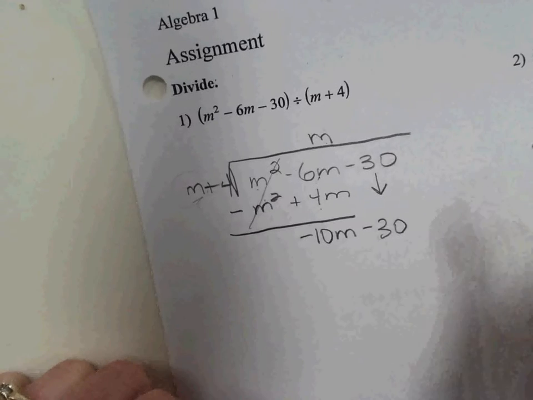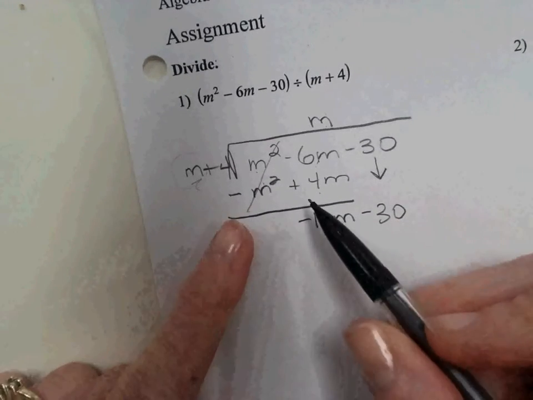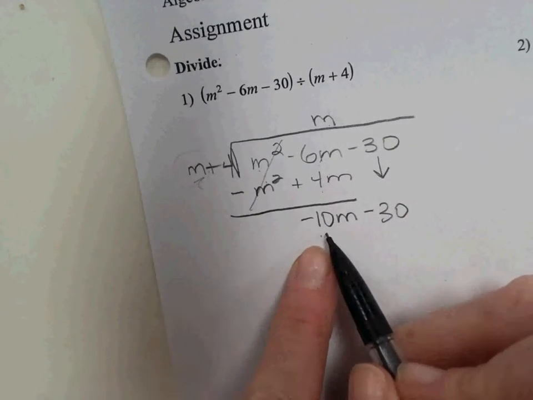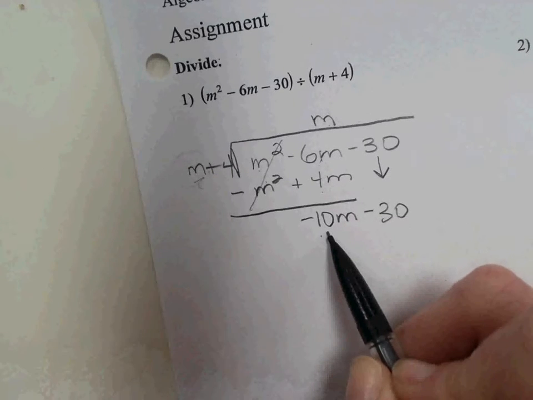I just thought because the 4 was positive. Right, a positive is going to be, but now it's subtracted. Good. And then what number times m is negative 10m? Negative 10. Yep, that's it.